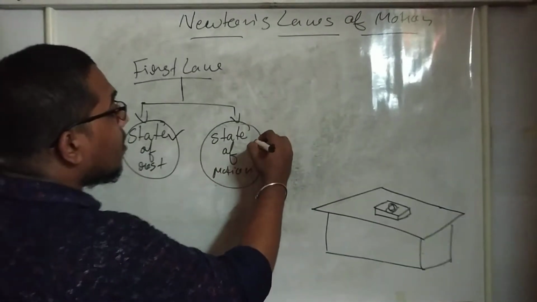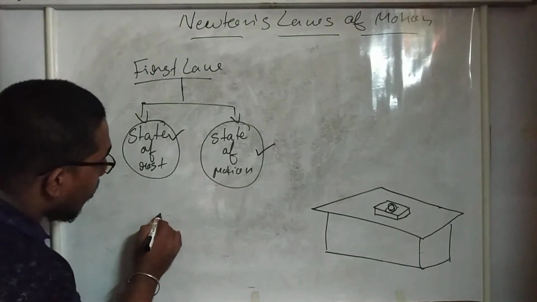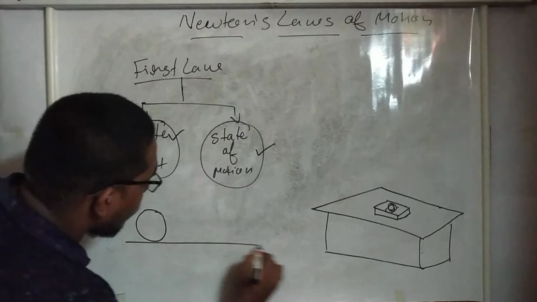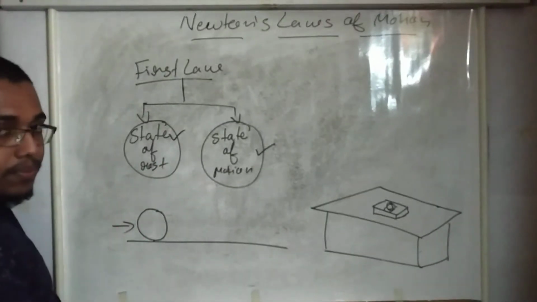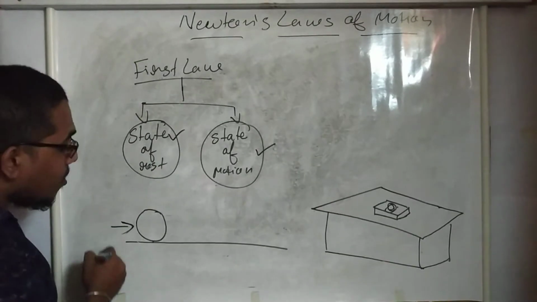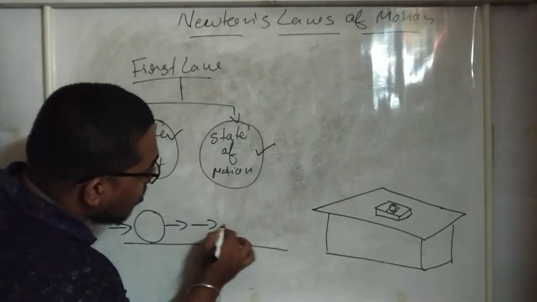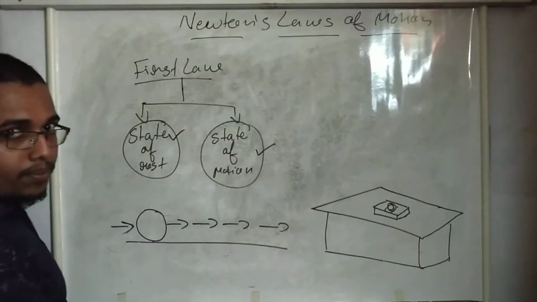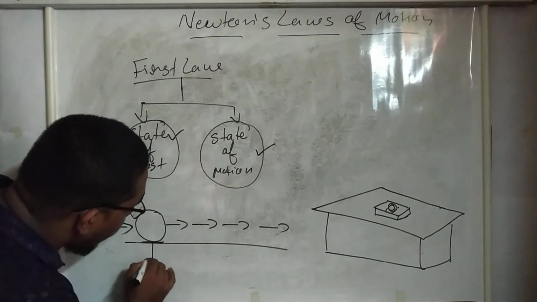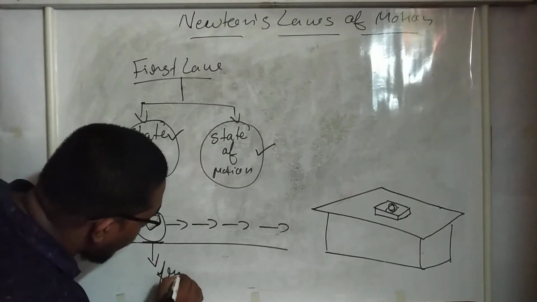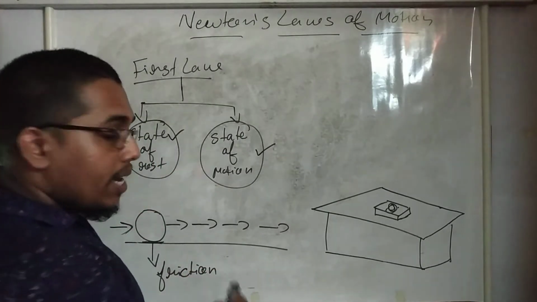Then the second part, the state of motion. For example, a football is on the floor. I kick this football from this side. As a result of the kick, what happens? By using that force, the ball starts moving in this direction. And also we know that this particular ball is in contact with the floor. Therefore, the force of friction will develop there.